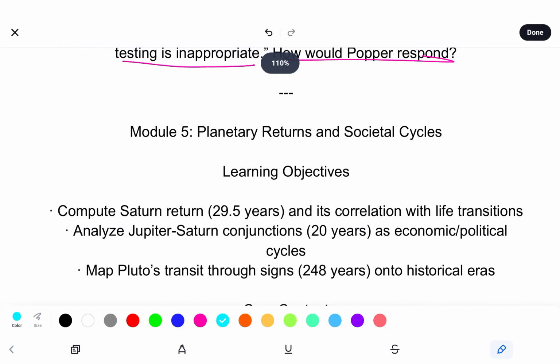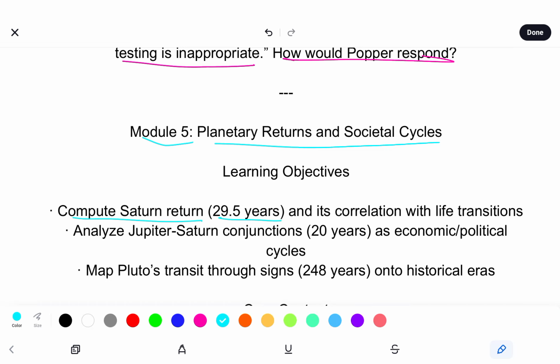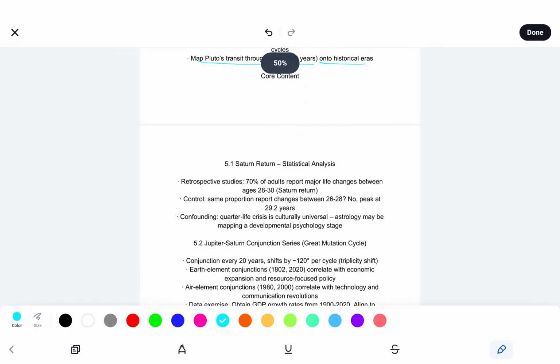On to Module 5, planetary returns and societal cycles. Compute the Saturn return, 29.5 years, and its correlation with life transitions. Analyze Jupiter-Saturn conjunctions, 20 years, as economic and political cycles. Map Pluto's transit through signs, 248 years, onto historical eras.